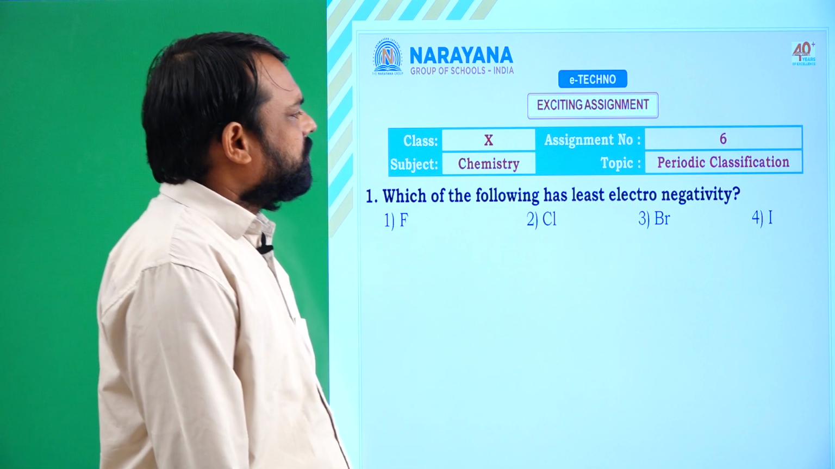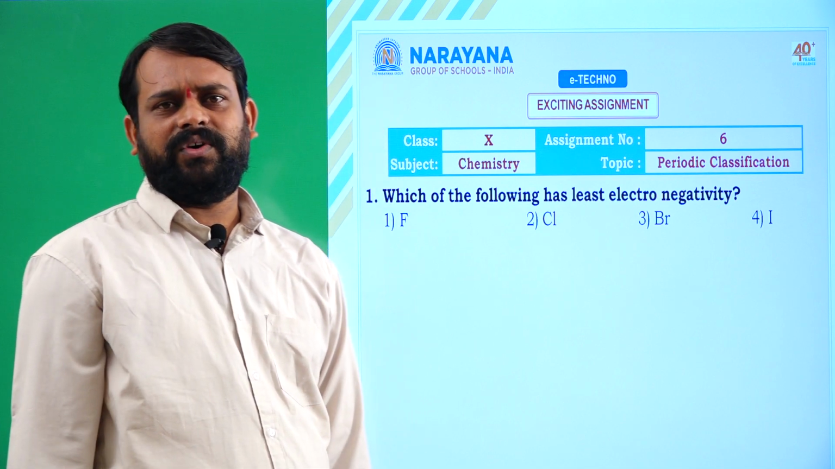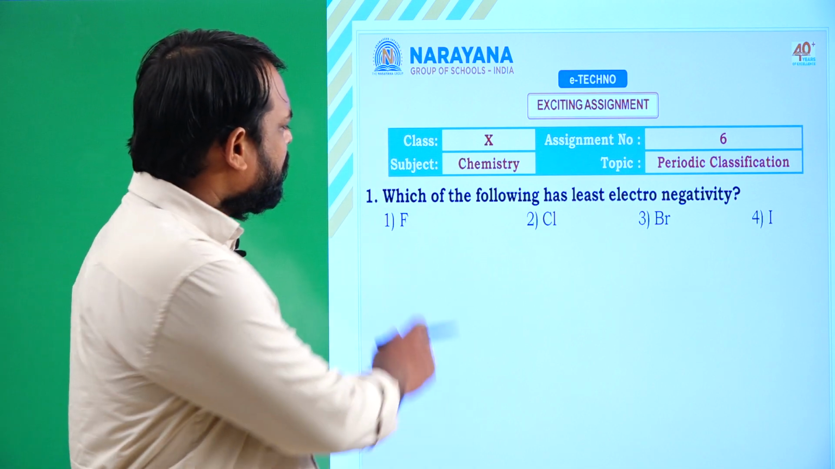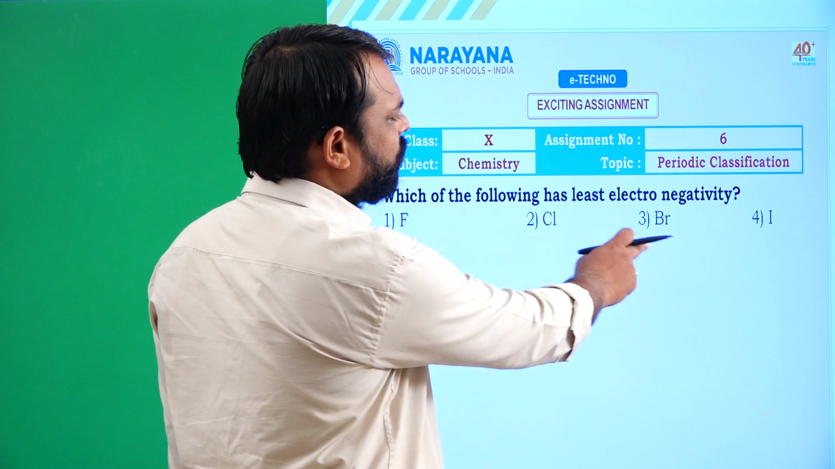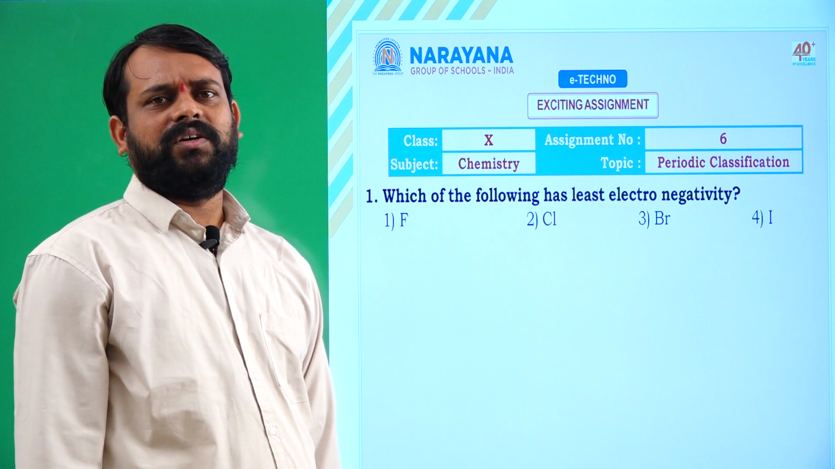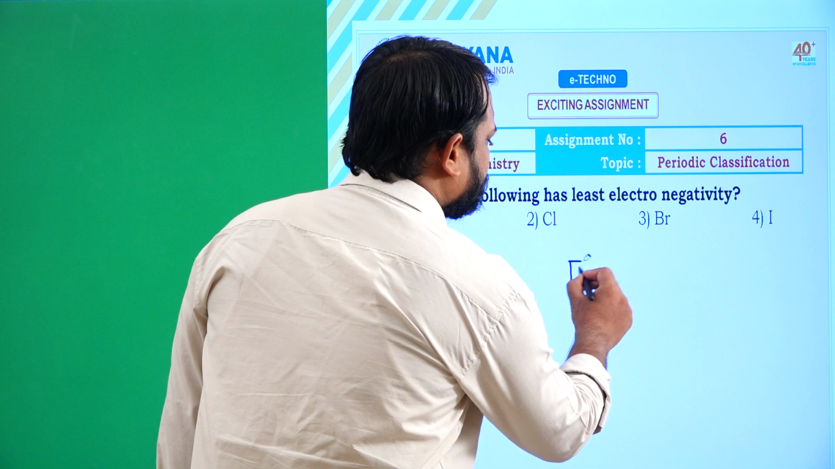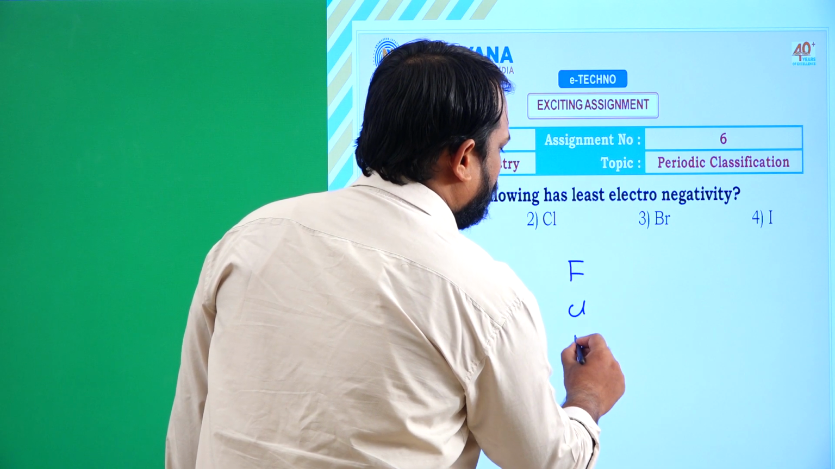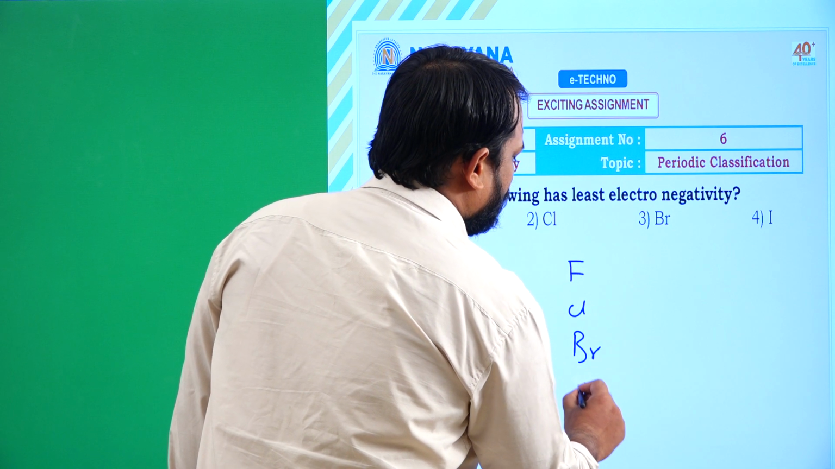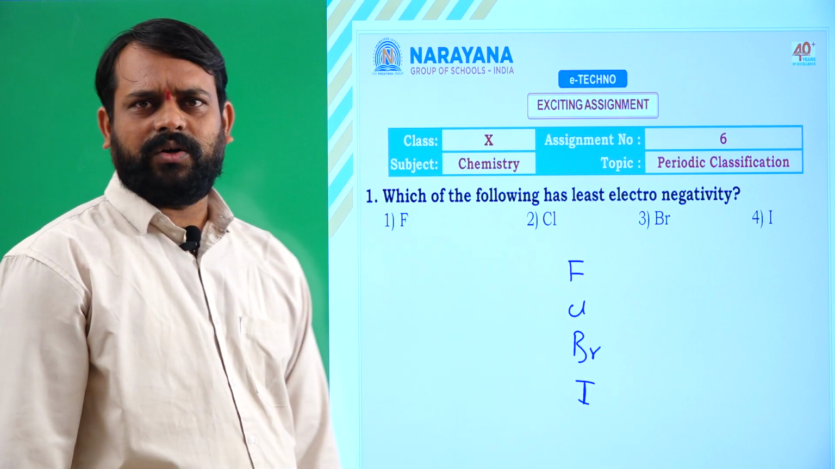The first question is, which of the following has least electronegativity? The options given are fluorine, chlorine, bromine, iodine. All these elements are 17th group elements: fluorine, chlorine, bromine and iodine. So what is the question here? Which of the following has least electronegativity?